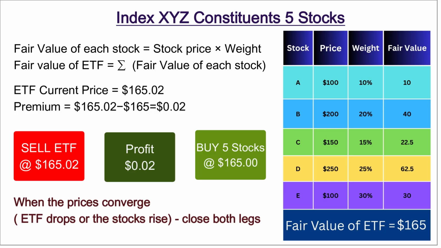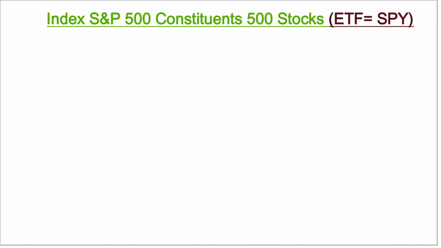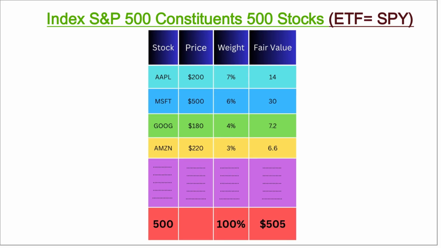Now let's understand the same math for the real trading world, the S&P 500 index. As you know, the S&P 500 index consists of the top 500 stocks in the US and the ETF is called SPY. On the left hand side, you can see the stocks Apple, Microsoft, Google, Amazon and many more, for a total of 500 stocks, and then there is a price for each stock. Apple is $200, Microsoft is $500, Google is $180 and Amazon is $220. It's the same for other stocks as well.